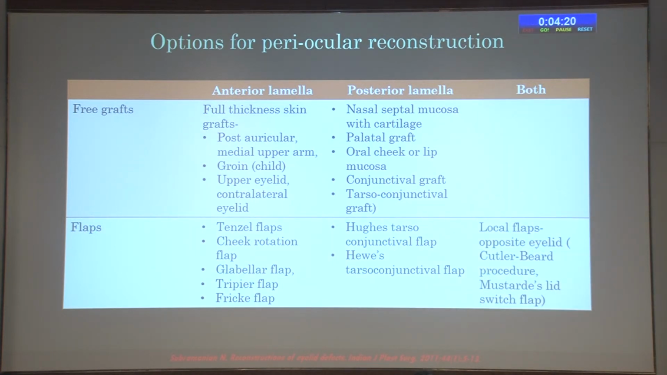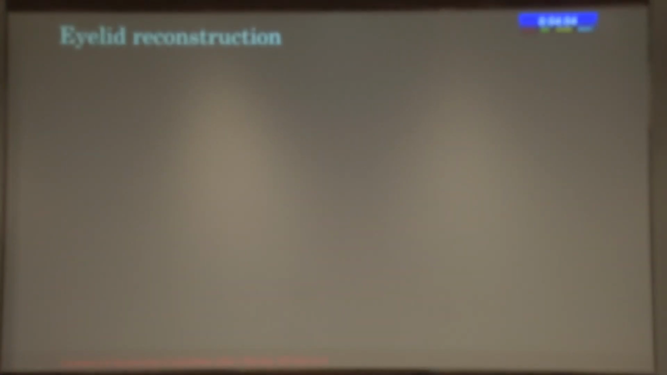When it comes to reconstructing both the anterior and posterior lamella, free grafts will not work, as one layer needs to carry its own blood supply. When it comes to flaps, the Cutler-Beard procedure is a very commonly performed procedure, and so is the Mustarde lid switch flap. The details of these will be discussed in further talks.